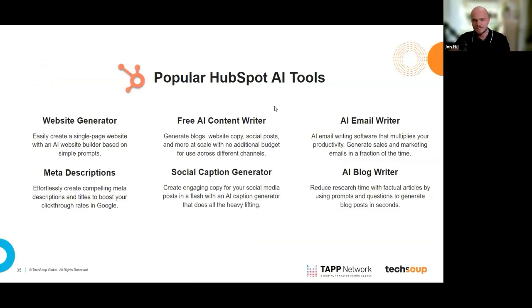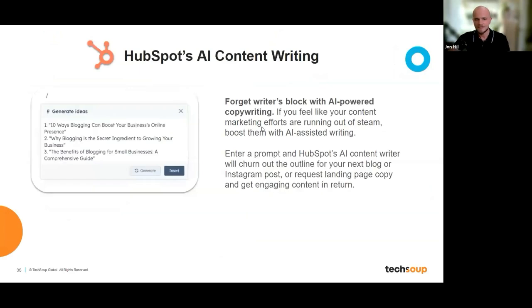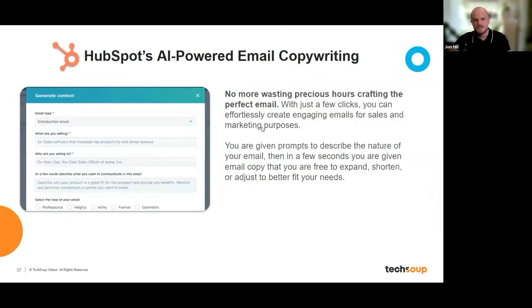A couple of the really cool things that HubSpot AI tools can do. There are website generators, which are really fun to check out. A free AI content writer, email writer, meta descriptions, social caption generators, AI blog writer, and a lot of other really cool things as well. Like what we spoke about earlier with ChatGPT, HubSpot can also do content writing within it and save it all in its ecosystem, as well as email copywriting. You can write more targeted, dynamic emails within HubSpot to your users.